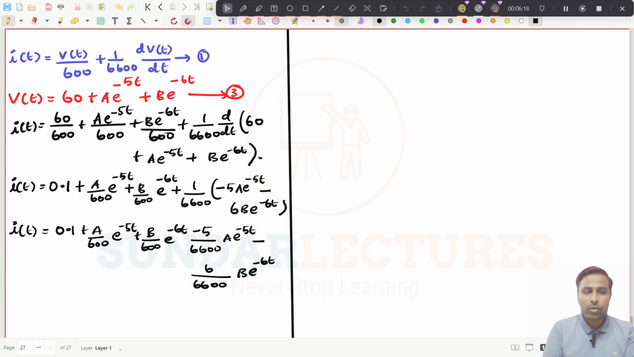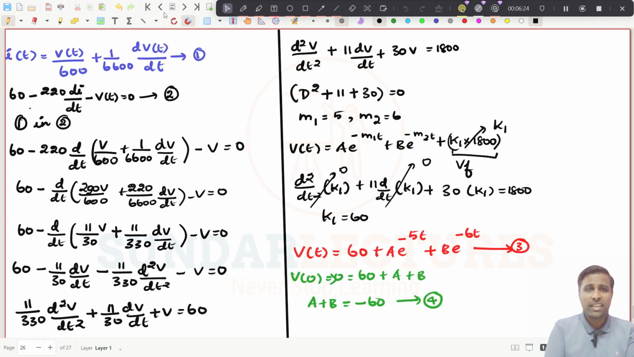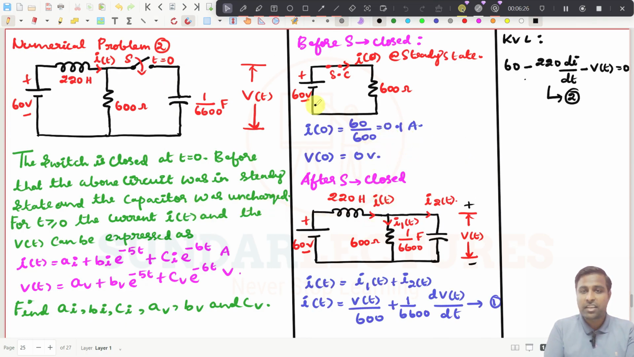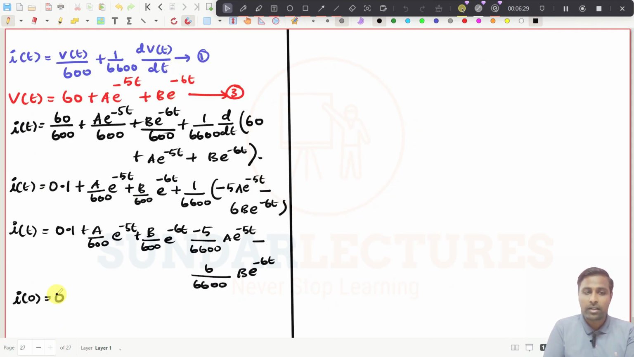Why? Because I am going to substitute I of 0, right? What is the value of I of 0 that we have seen in the initial condition? It will be 0.1, right? So 0.1 will be equal to 0.1. See what happens to this value. This is 1, this is 1, because if you put 0, it will be 1. So a/600 will be there, and plus b/600, because this value becomes 1, and you see this also becomes 1, right?